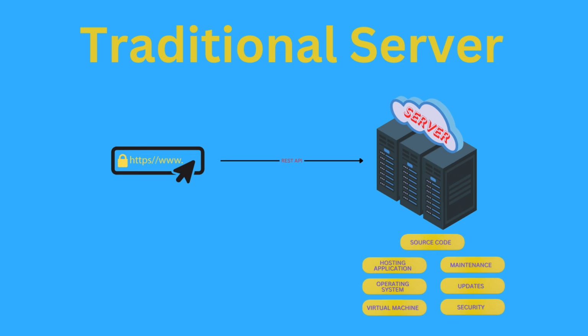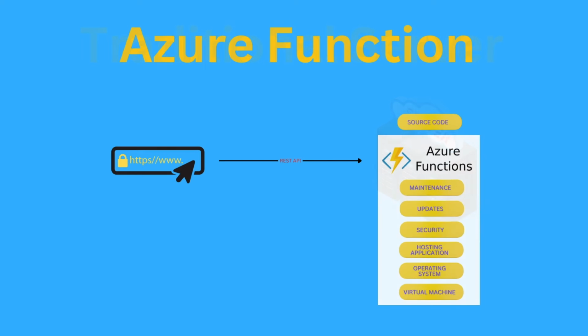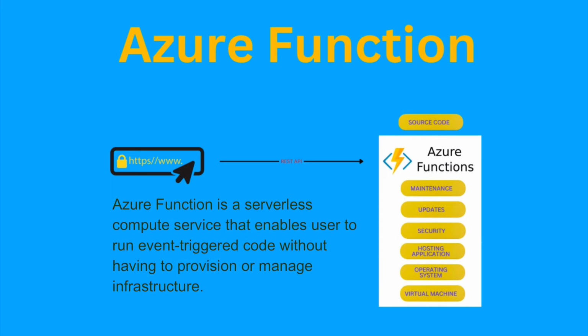And we are solely responsible for the security of that particular VM, the application updates installed in that VM, and also the maintenance of it. On the other hand, Azure Function takes care of all setup and maintenance related tasks of the VM on which our application code will run, and we need to only focus on the application code, and that's all. That's why the definition of Azure Function is a serverless compute service that enables users to run event-triggered code without having to provision and manage the infrastructure.